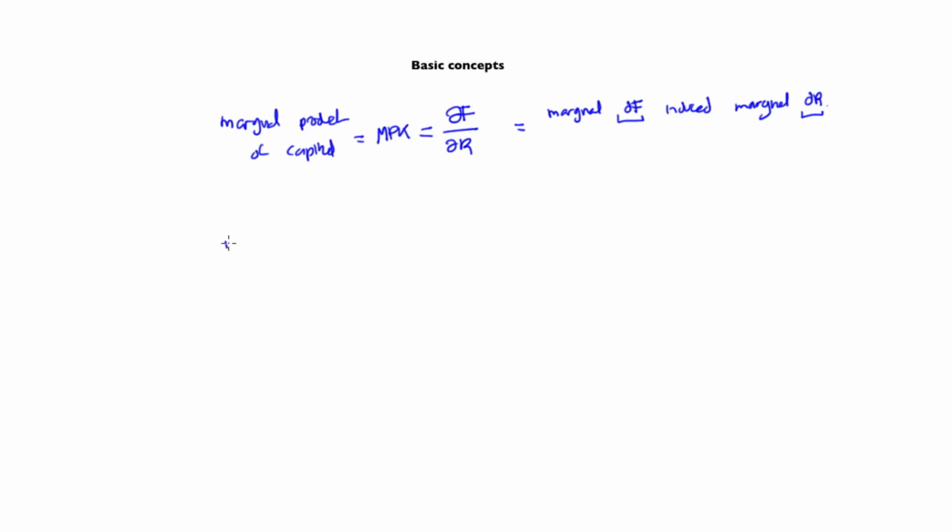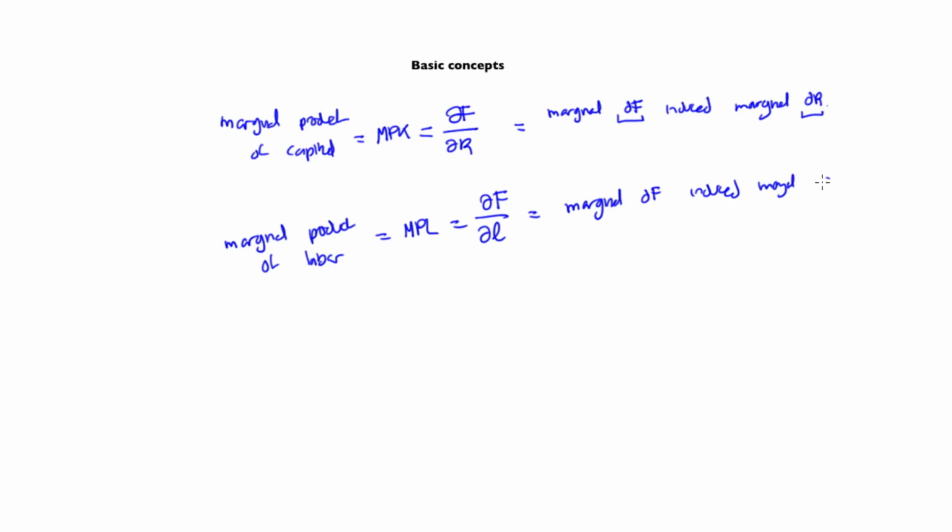A similar concept is the marginal product of labor, equal to MPL, and it is analogously the partial derivative of the production function with respect to labor. It is just the marginal change in output, the F, induced by a marginal change, the L, in the amount of labor used. And for the same reasons, you can think about it as a local measure of the productivity of increasing labor.